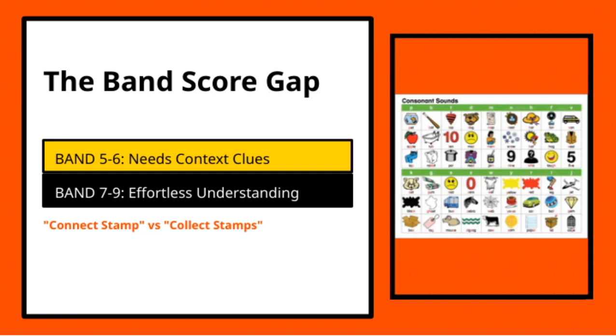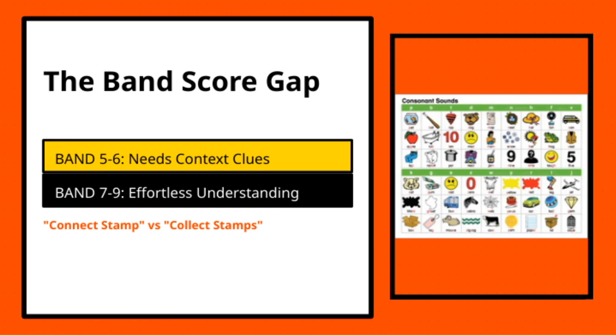When we talk about band 7 to 9, the key is effortless understanding. This means that learners at this level can grasp the concepts easily without needing extra clues or hints. They can understand the meaning straight away. On the other hand, band 5 to 6 learners need some context clues. They might understand the general idea, but require additional hints or background information to fully grasp the meaning.